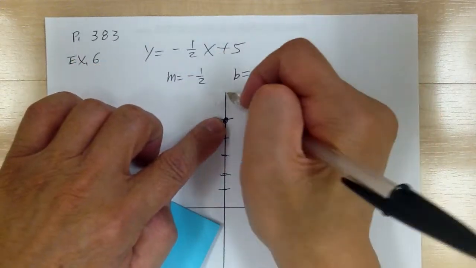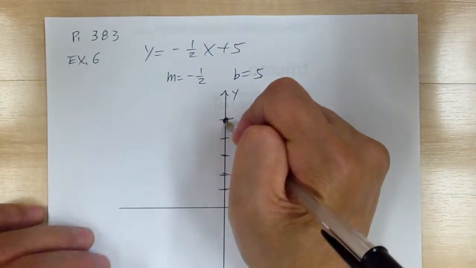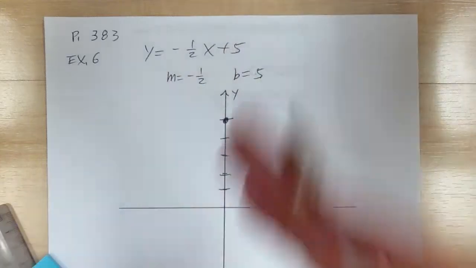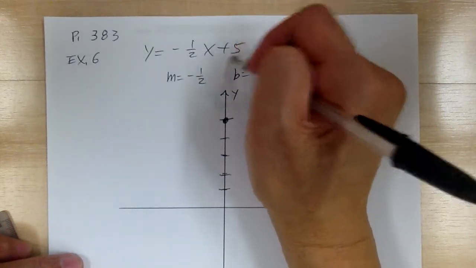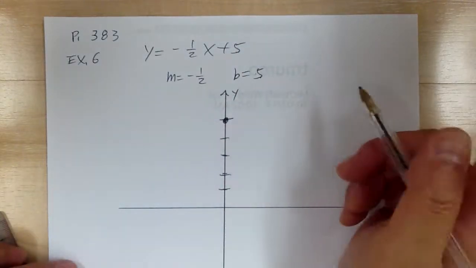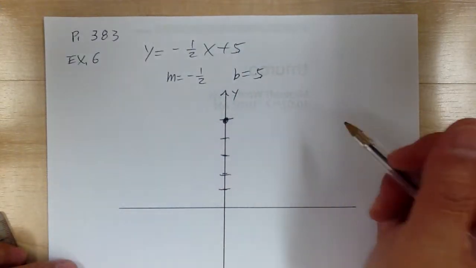That means you're going to cross the y at 5. That's what this means. Again, y-intercept means where it's going to cross. So y-intercept means you're crossing the y at this number, so 5. Now the next information you're going to use is the slope.